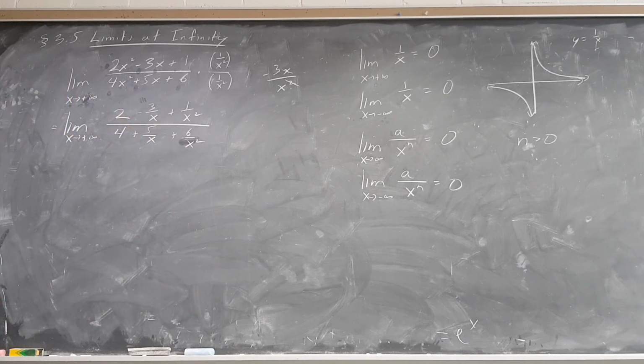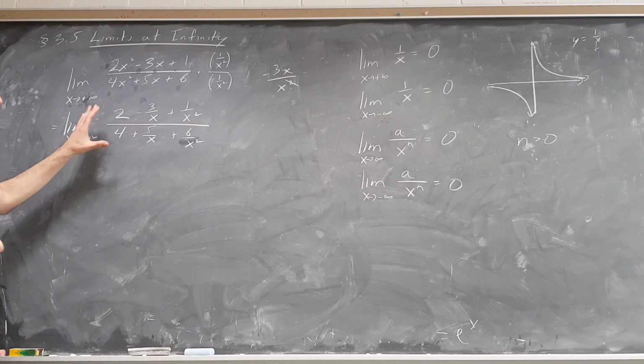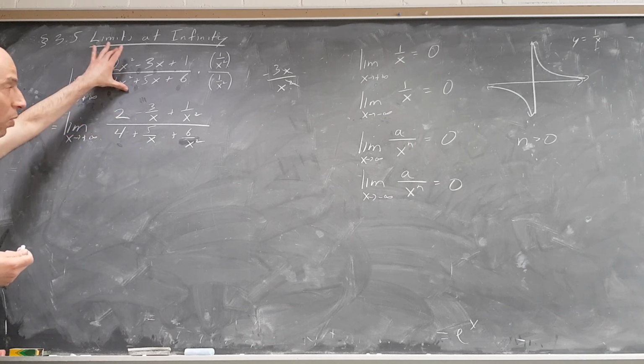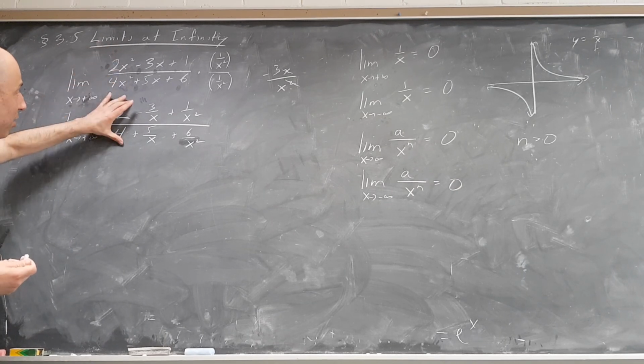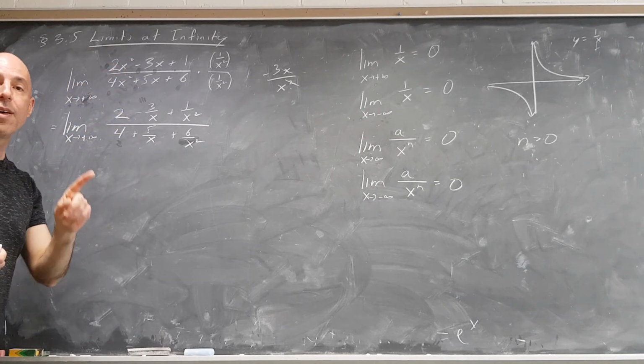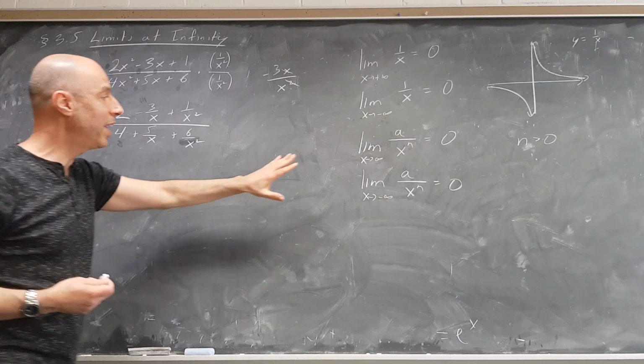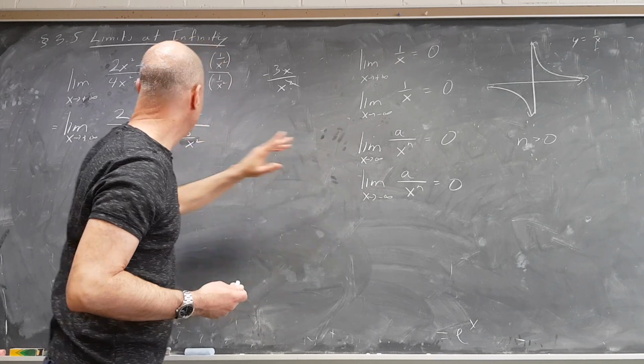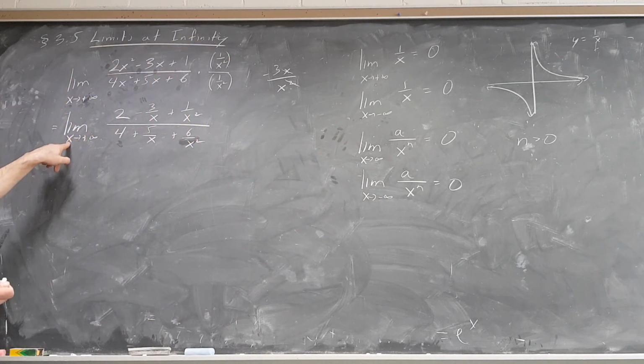So we end up with this compound fraction. Fraction with fractions on top and fractions on the bottom. And certainly, at first glance, that looks worse. I would say this looks worse than that. But in light of what we were talking about over here, let's take a look at what happens to these fractions as x gets very big and positive.